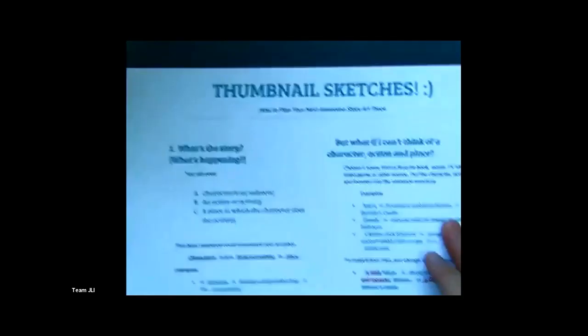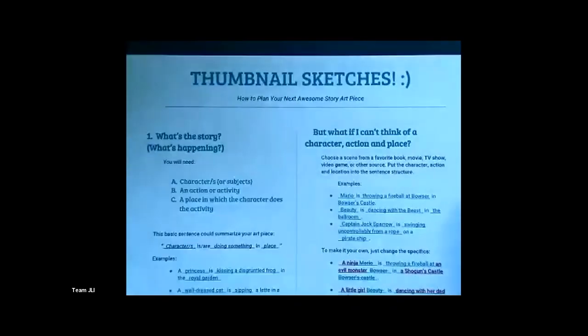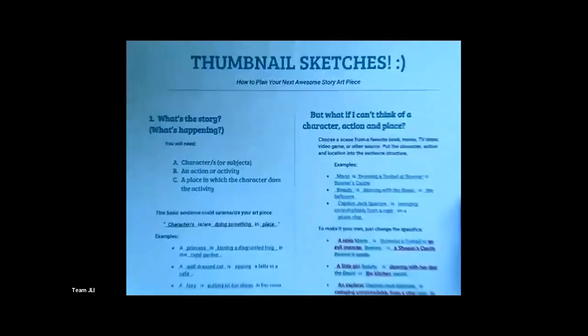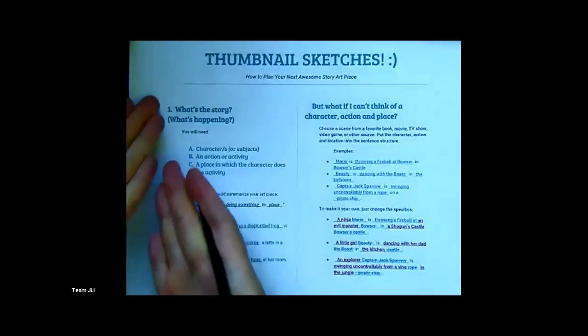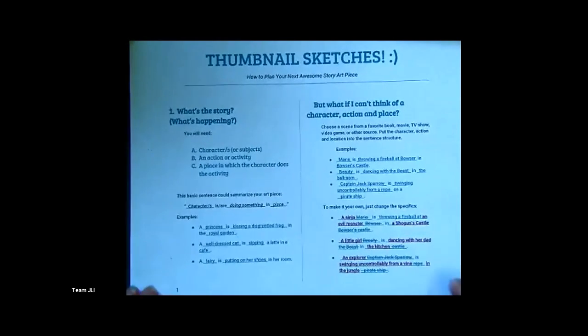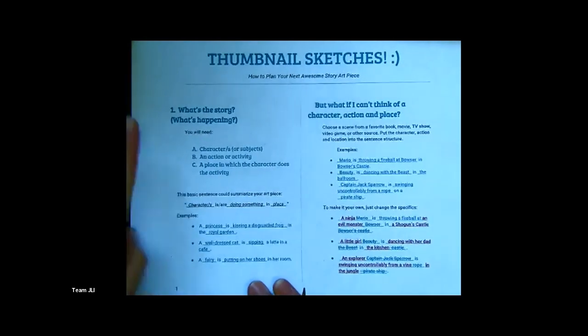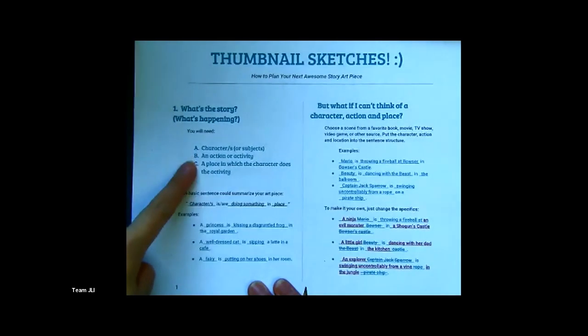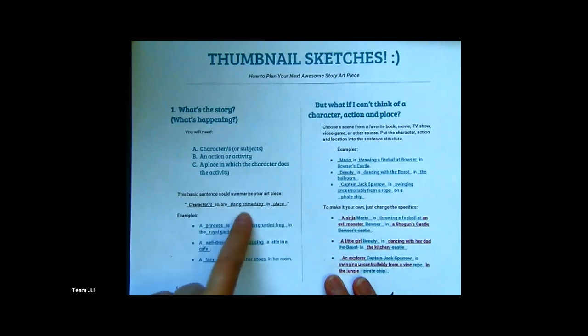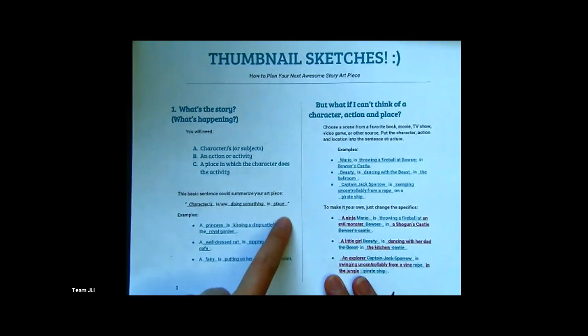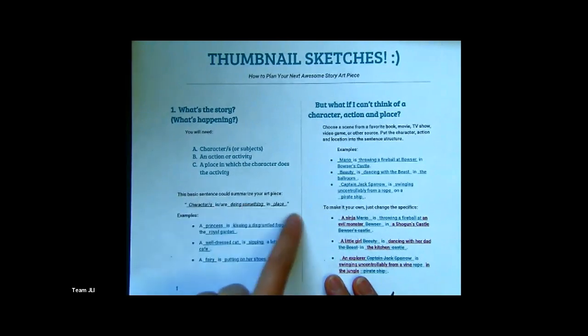All right. Thumbnail sketches. Here it is, all nice and typed up: how to plan an awesome story piece. Holy cow. So, what is our story? What is happening? Here is a great sentence for you to build your character, action, and place all together. Your character is doing something in a place. That's it. It's super simple. Somebody doing something in a place.